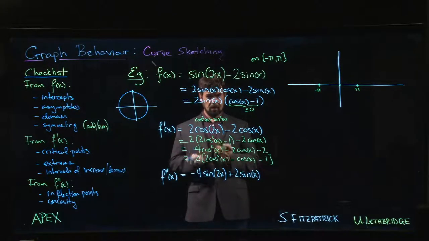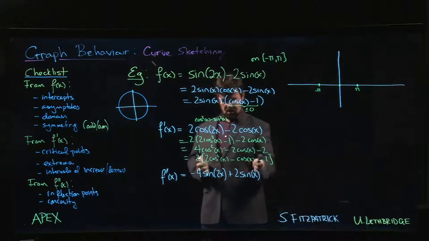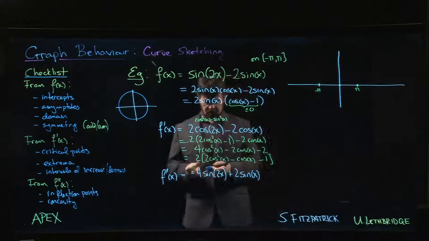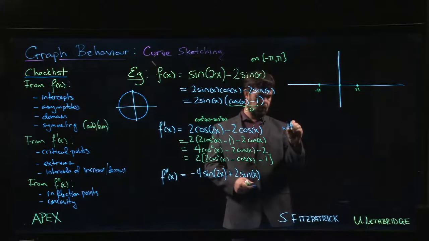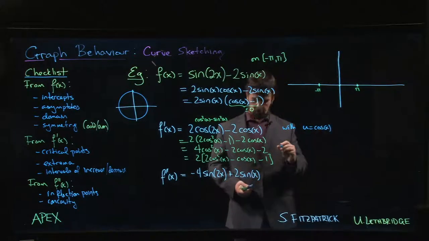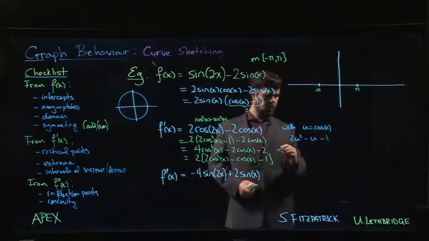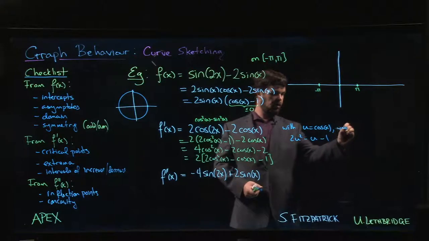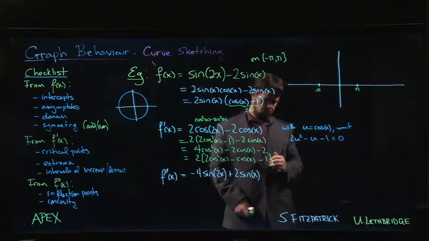All right, now that looks a little bit intimidating, right? What do you do with that? Well, it is a quadratic, right? This is basically a quadratic where if you put u equal to cos x, we have 2u squared minus u minus 1. And of course, we want critical numbers, so we want this to be equal to 0.